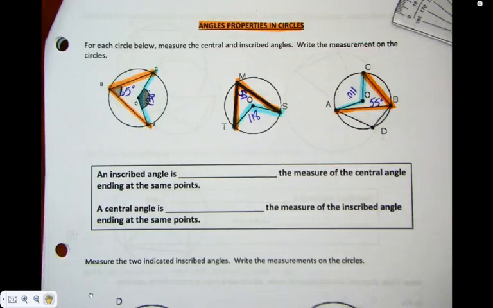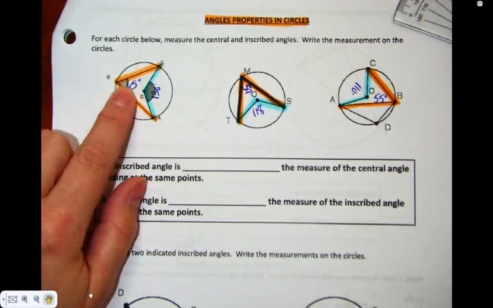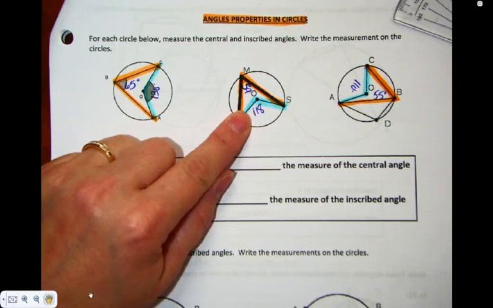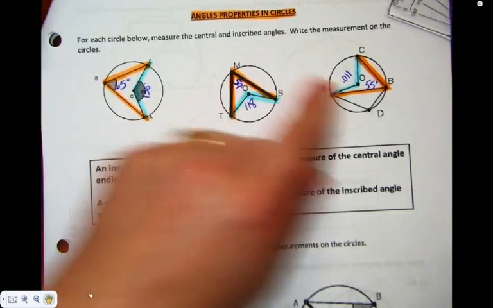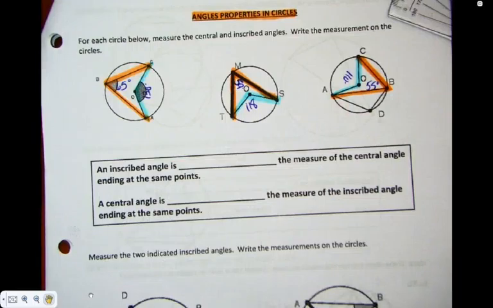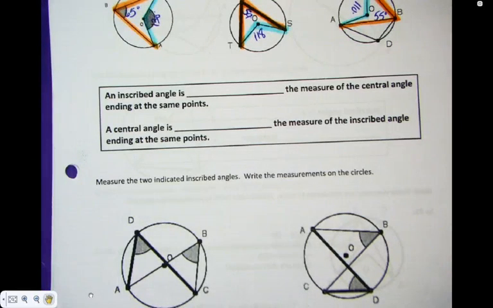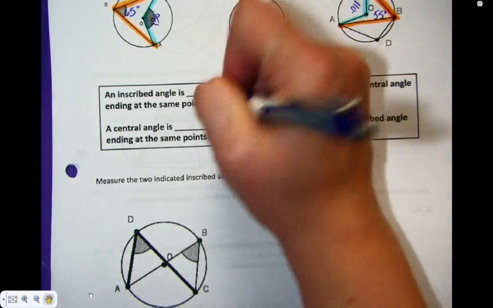If you divide the central by 2, she's got it. Take a look. What's 130 divided by 2? 65. What's 118 divided by 2? 59. What's 110 divided by 2? High five to Jess. Here's circle property number 1. An inscribed angle is blank the measure of the central angle. Half.